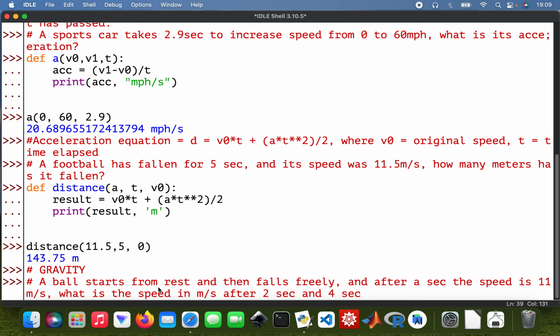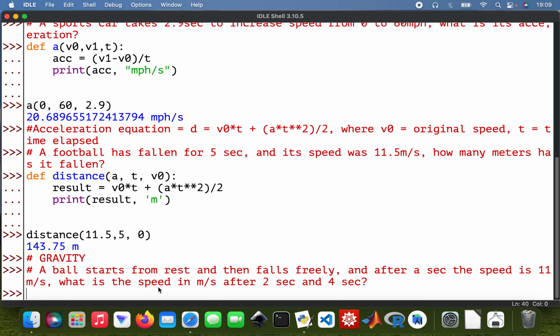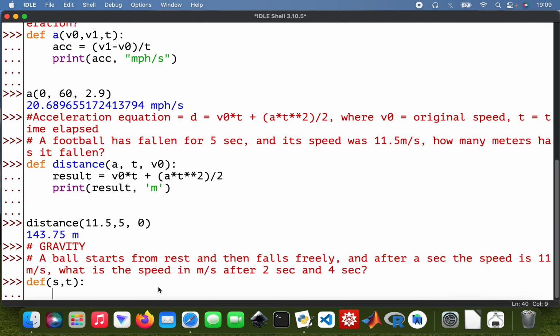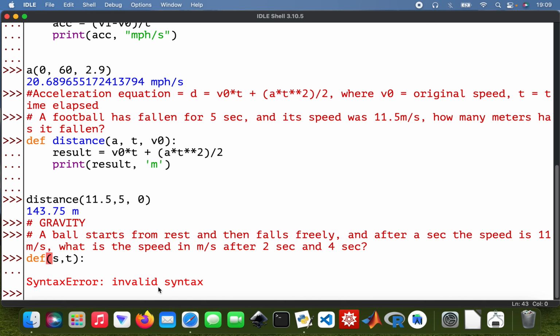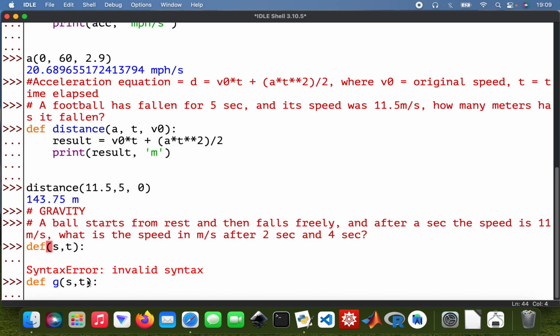Okay, so solving that, so define the function, and then we have s and t. Okay, and then define. I'll just give it a random variable. Would you say g, gravity? Yeah, s and then t. You need to make sure you don't make the silly mistakes.